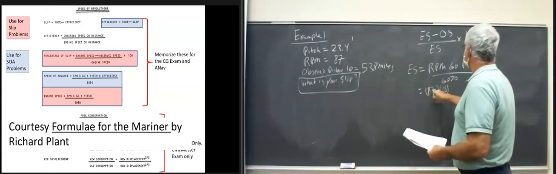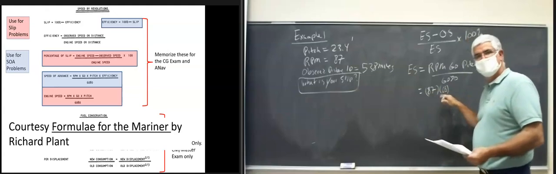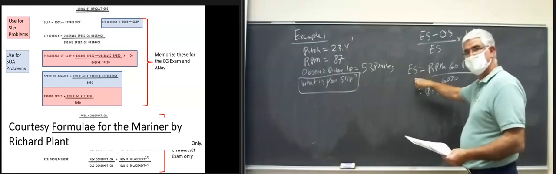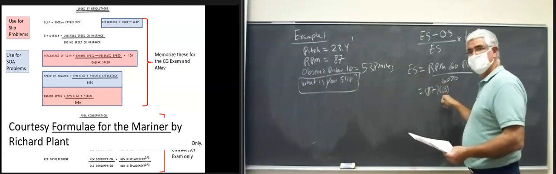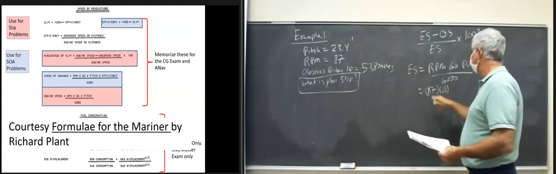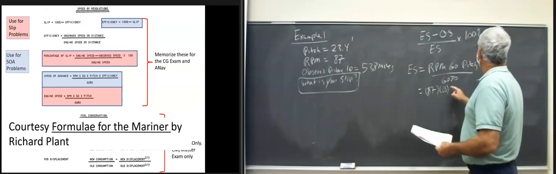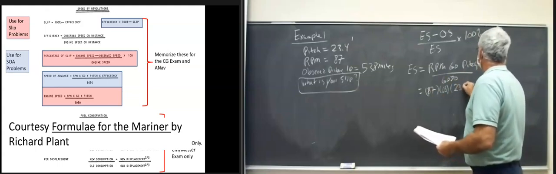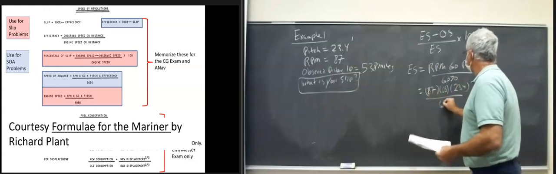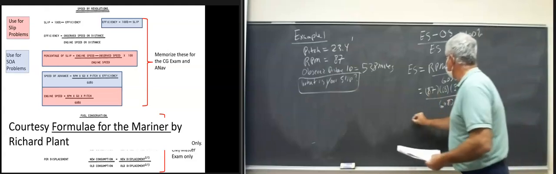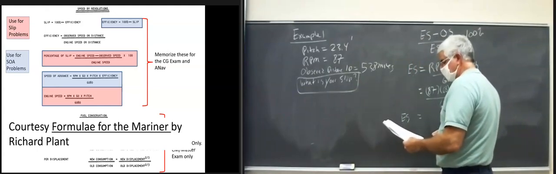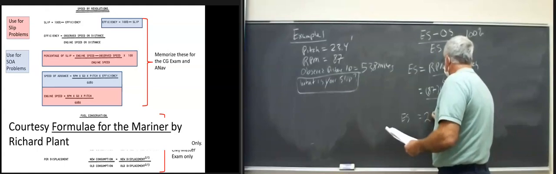Divide by 60, that takes revolutions per minute. That's 60 seconds in a minute, that puts it into hours, because speed is nautical miles per hour. So that is a unit, that's a conversion factor. And then the pitch is 23.4, all over 60, 80. So my engine speed, based on that, would be 20.09 knots.